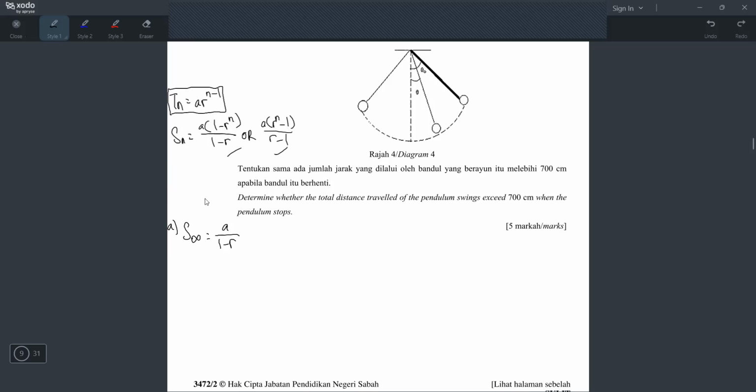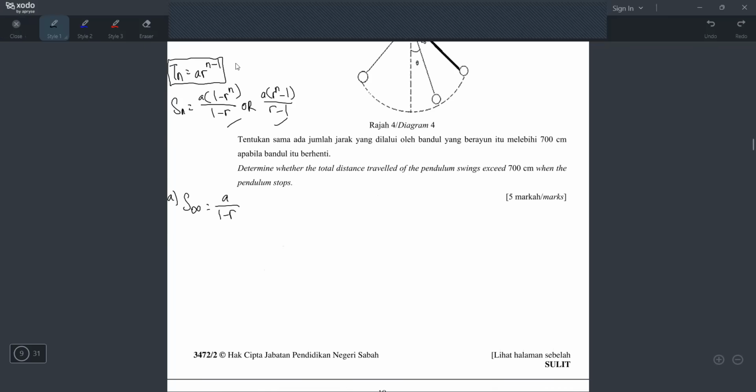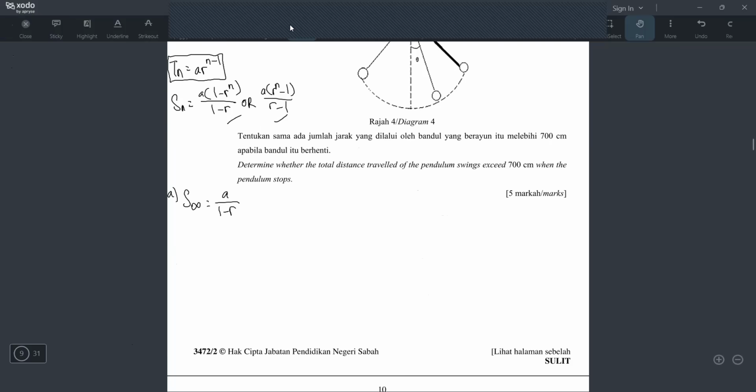And then they want me to prove the S infinity formula. This is also one of the formulas that you need to remember, but they want me to prove it, so I will show you how to prove it. By the way, there are only 2 marks, so actually, if it's only 2 marks, you can straight away prove it from your Sn formula. But I want to show you how to prove the Sn formula also.